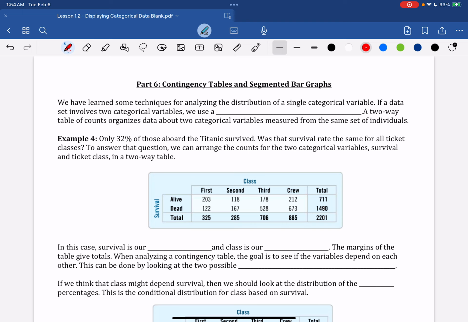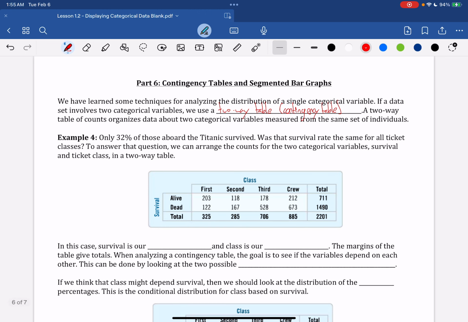So we've learned some techniques for analyzing the distribution of a single categorical variable. If a data set involves two categorical variables, we use something called a two-way table. A two-way table is just a contingency table. A two-way table of counts organizes data into two categorical variables measured from the same set of individuals. So let's look at the example that we have here.